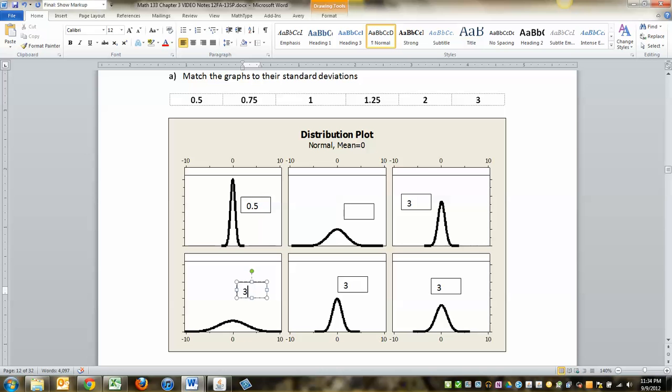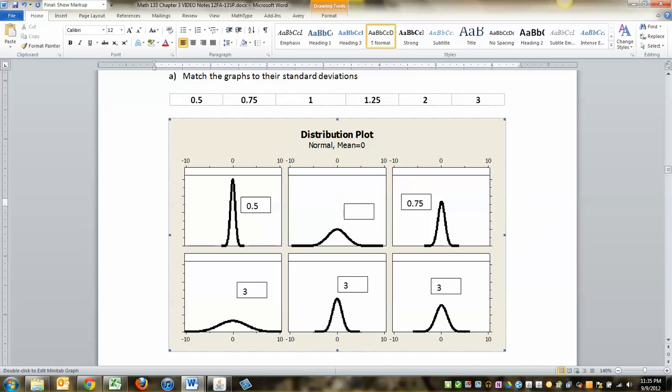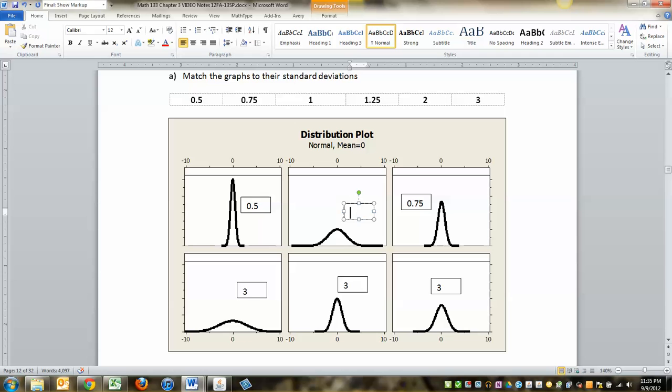All right, now what about this one up here in the top right corner? That's got to be 0.75 because it's tightly packed, but it's not as tightly packed as this one over here with the 0.5, right? But it's more tightly packed than the 3 that are remaining. So that's the 0.75 one. Now what about this one right here? This one's kind of flat, kind of mushed. So that's got to be the 2, right? Because remember, standard deviation is how spread out it is. This one's way more spread out than the one at 0.75.